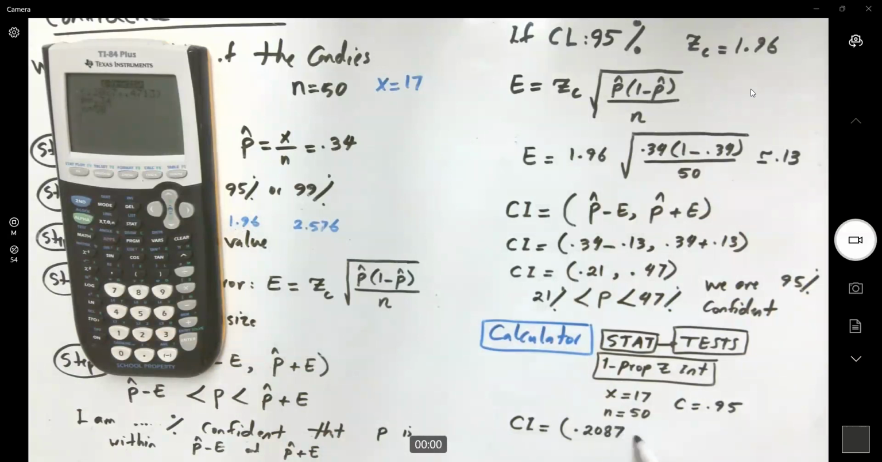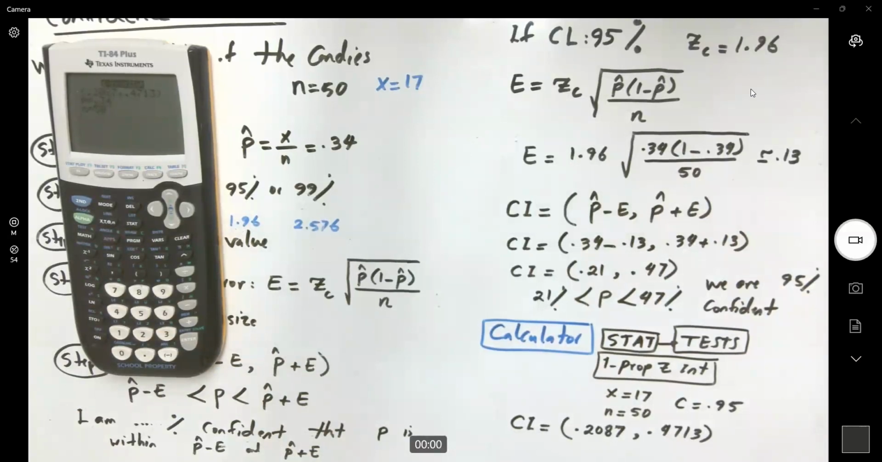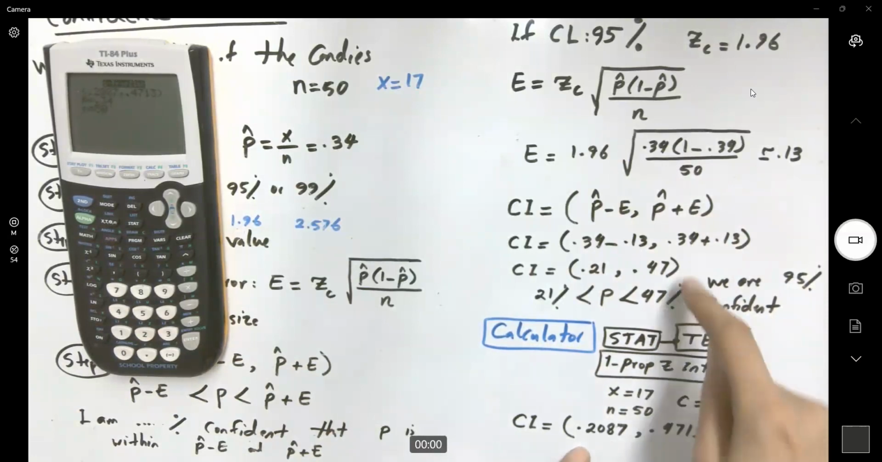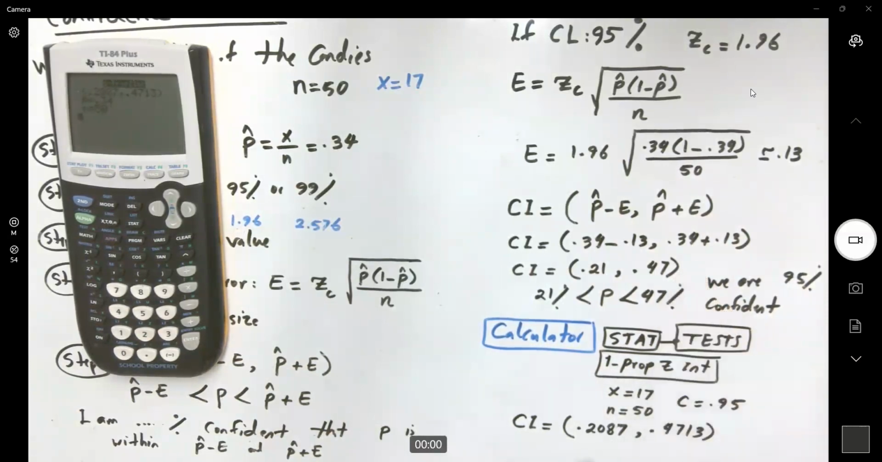0.2087 and 0.4713. It says, hey, we are 95% confident that in that big jar, we have between 20.87% to 47.13% blue candies. Of course, this interval is much more accurate than this interval. If you round this interval, we get to this interval, but this is much more accurate.